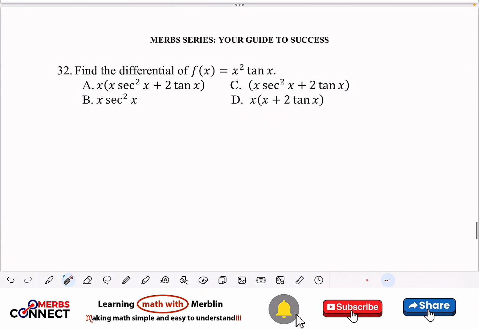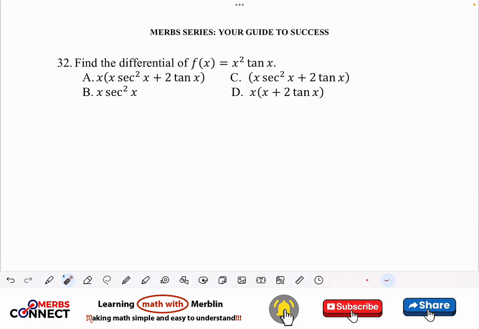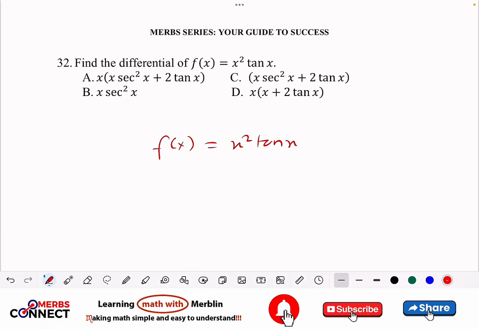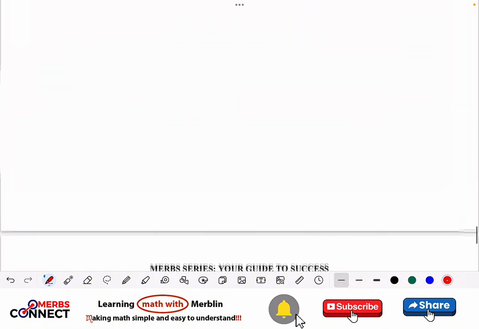32. Find the derivative of this. So let me leave this one for you. Try and find f prime of this using the product rule and leave your answer in the comment section.